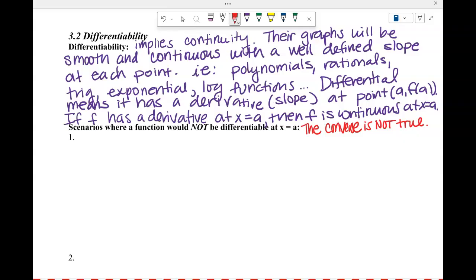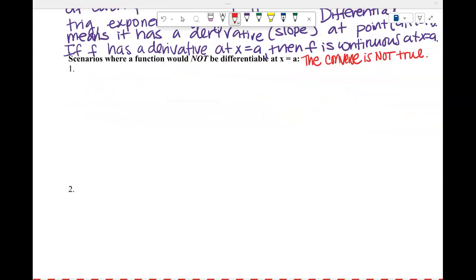Right, so scenarios where a function would not be differentiable at x equals a. The first one we are going to study is called a corner. So a corner, by definition, is where one-sided derivatives are different, okay?